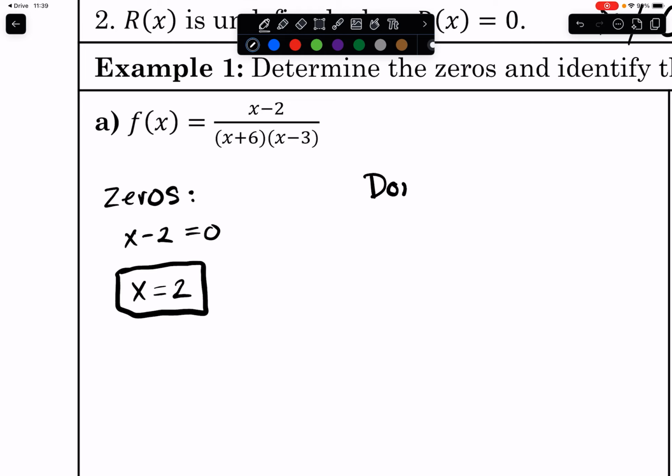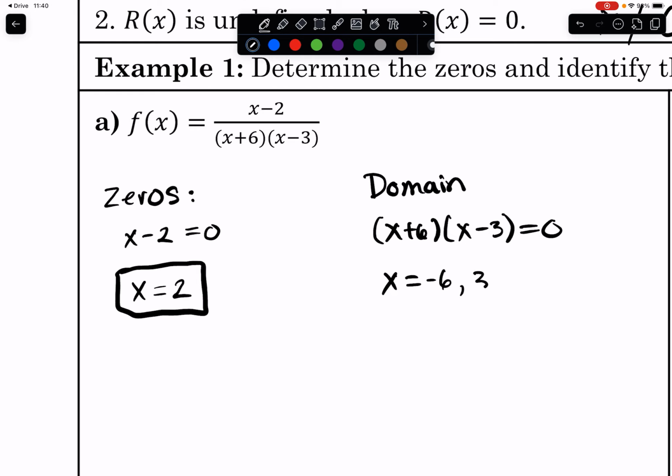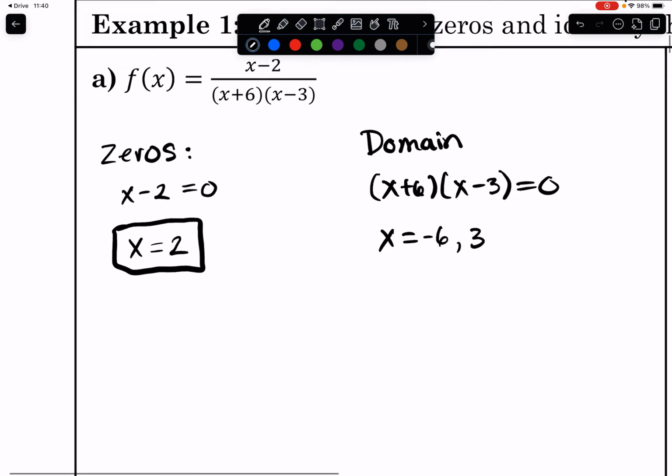Now, to find the domain of this function, I'm going to look for the values of x that make the denominator function of this rational function equal to 0. So I'm going to look at the denominator and see what makes that equal to 0. So x plus 6 and x minus 3. Well, to make the first factor equal to 0, x would have to be negative 6. And to make the second factor equal to 0, x would have to be positive 3.